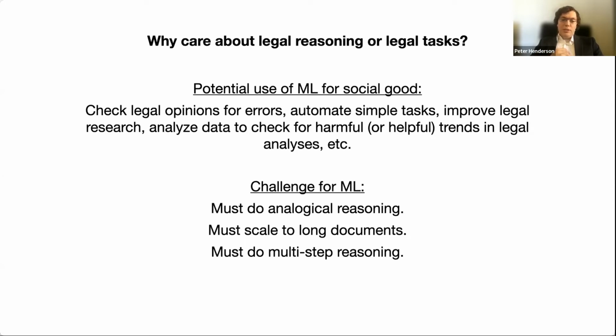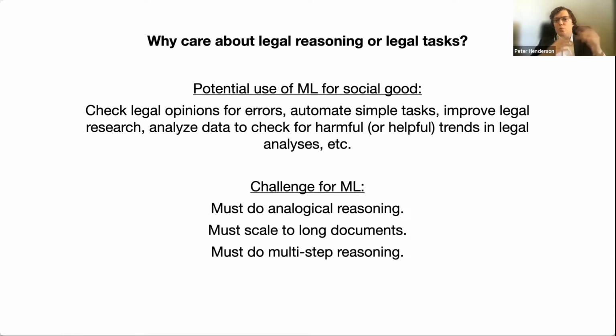But we can imagine that these systems might become more complicated, might be able to handle more complex reasoning abilities so that they can check opinions or briefs for errors more robustly. And we might want them to automate simple tasks that really should be automated, basic things in formatting and research. And then you might want them to analyze data to check for harmful or helpful trends.